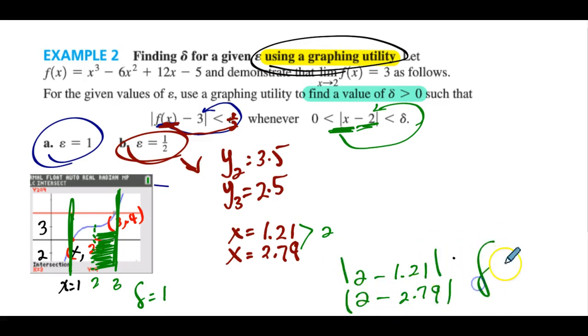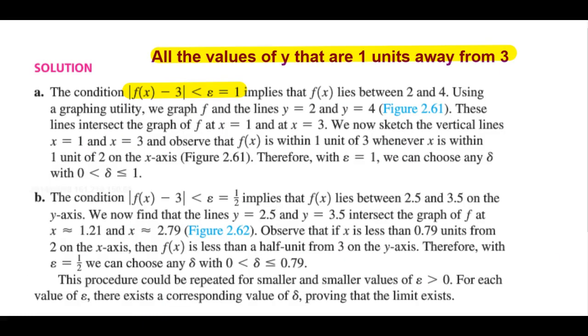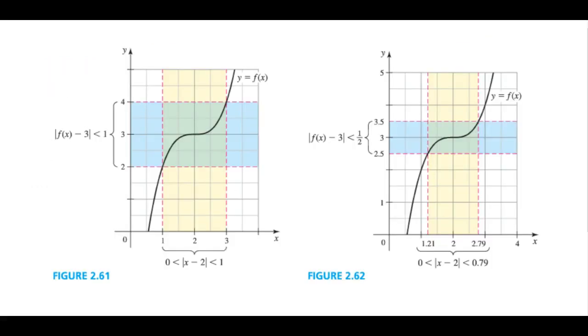So I'm looking for some delta, and that should be the same distance. If it's not, again, you choose the lesser. But I think this is symmetrical, so it's about 0.79 for the distance. Let's see if the author, yep, the author agrees. So something between 0 and 0.79 for delta.